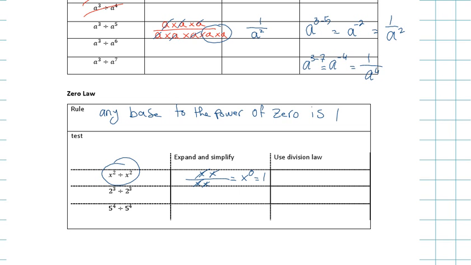What would A to the power of negative 1 be? A to the power of negative 1 will be 1 over A. Right?